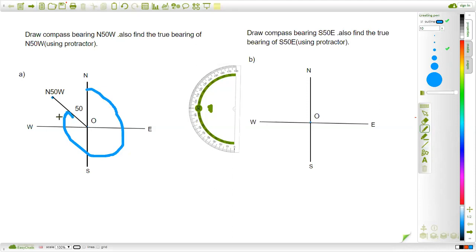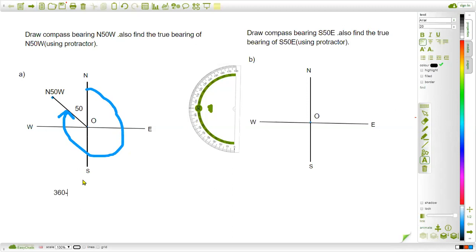Okay, along we have to measure this angle, and we can easily say that the total angle is 360-degree, so the angle will be 360-degree minus this angle 50-degree. Okay, so this value will be the true bearing value.